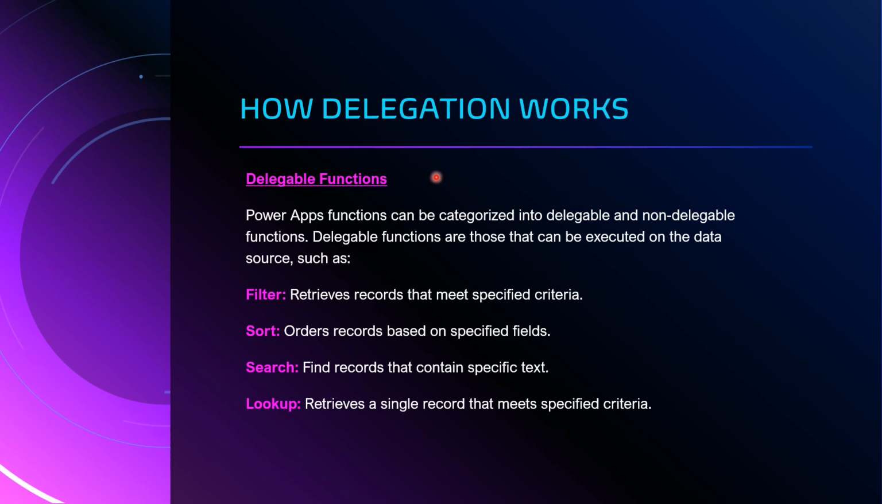Now some of the delegable functions. Power Apps functions can be categorized into two parts, delegable and non-delegable. Delegable functions are those that can be executed on the data source, such as Filter, Sort, Search, and LookUp. Filter retrieves the records that meet specific criteria, whereas Sort sorts on particular specific fields. Search finds the records that contain specific text in the data source. And LookUp retrieves a single record that meets specific criteria.